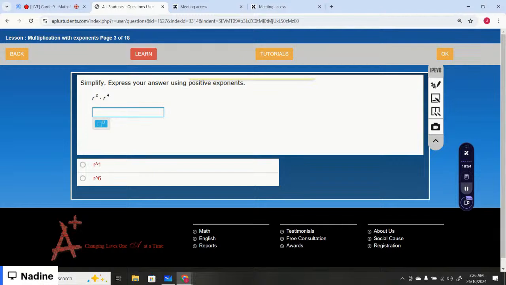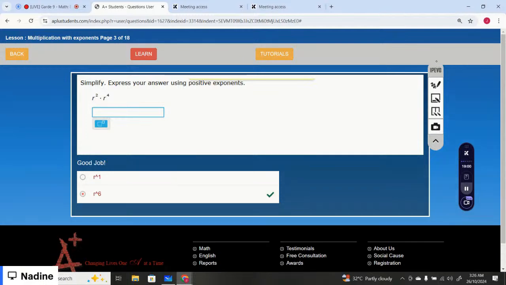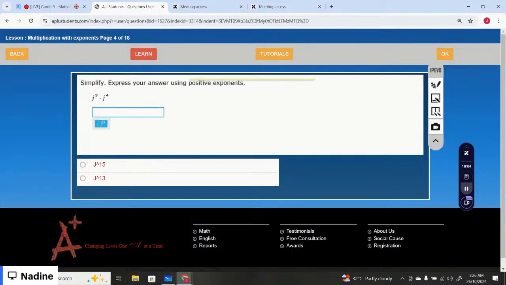That is option number 2, the correct option, right? They have the same base, so you need to add their exponents, that is R^6. The next one is simplify J exponent 9 times J exponent 4, so which is the correct option?